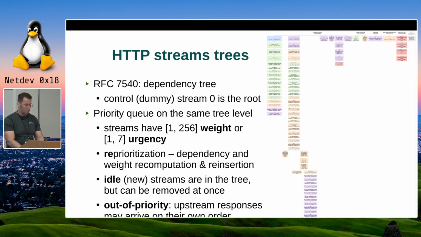What else do we need for prioritization? One thing is that we have a dependency, so a dependent stream must be loaded after the parent stream. Next, we have a weight in 7540; in 9218 we have urgency, more or less the same thing. We have reprioritization. It means that any stream at any time can change its parent, its weights, and so on. So the dependency tree is always being rebuilt. Next, we have idle streams. I will talk about them a bit later.